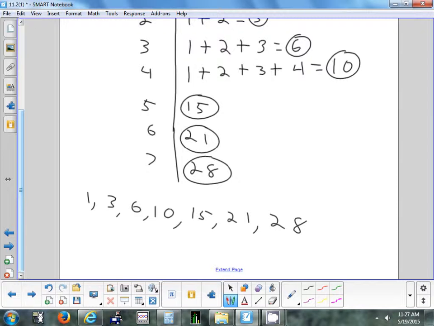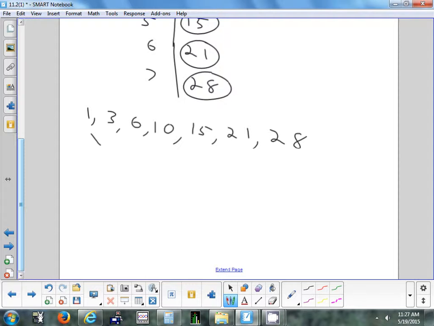Okay, let me give you a hint at how you can get an idea of what type of pattern it might be. I want you to subtract pairs of numbers that are next to each other. Has anyone ever seen this before? No? All right, let's try it.